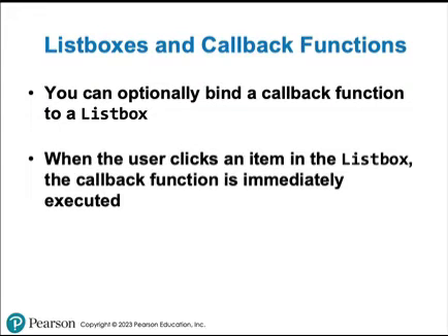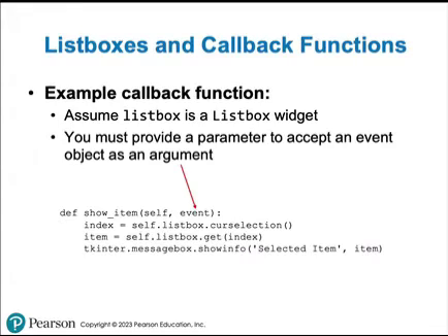You can have a callback function for a list box, and when the user clicks an item in the list box, it is called immediately. That's one way to do it. So here you provide a parameter to accept the event as an argument, and then what you can do is, in this case, you're getting the current selection, getting what is at that selected item, and then displaying the text selected item and the particular item that the user selected. So there you're retrieving information on what they clicked.